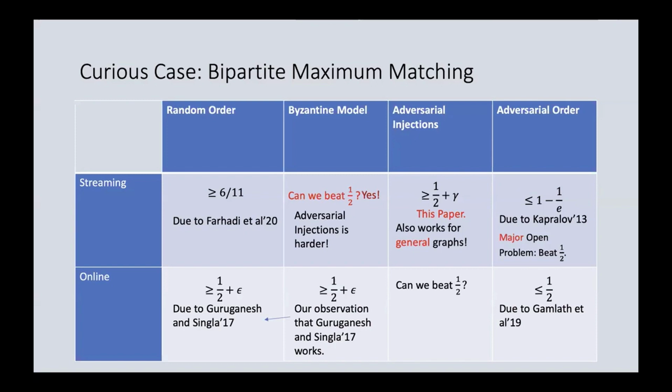Now, this is a tricky and an interesting question. Do you think you can beat half here? Well, it may be tempting to say yes, because we could beat half for the streaming setting in adversarial injections. So it's plausible that we could also beat half in the online setting. But the answer rather surprisingly turns out to be no. And this is basically our observation that the hardness construction of Kamlat and others extends to this model.